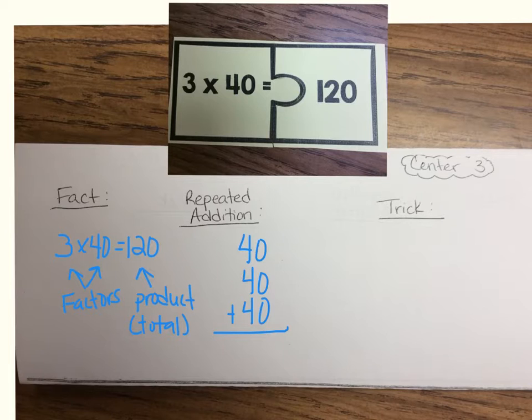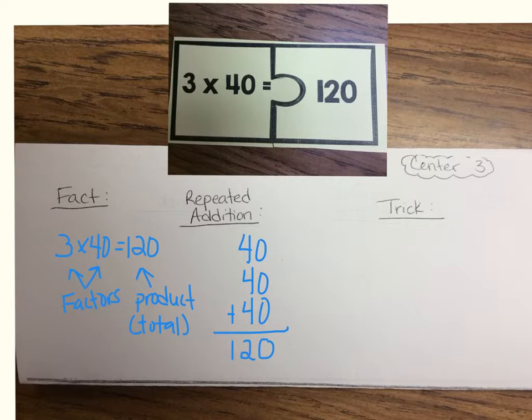answer is still 120. So when I have 0 plus 0 plus 0, I know my sum is still 0. And I know 4 plus 4 plus 4 is going to give me 12. So you can see even with repeated addition, my answer and my total is still 120. Now I'm going to use the simple trick we learned in class.